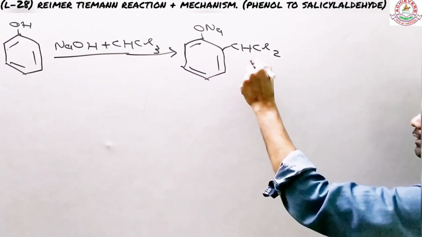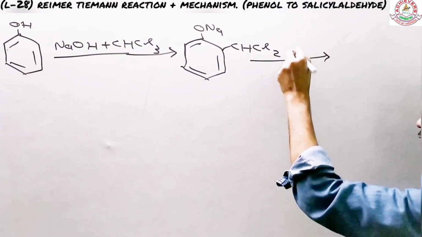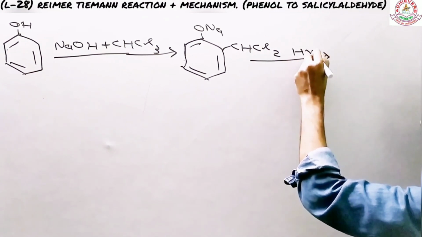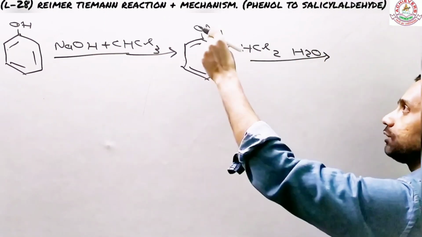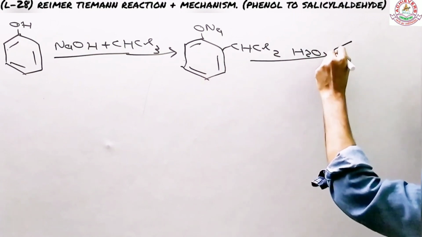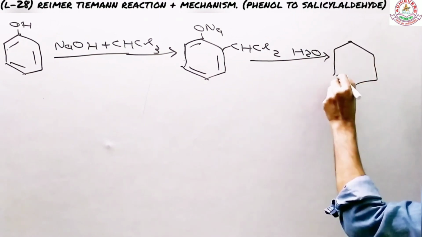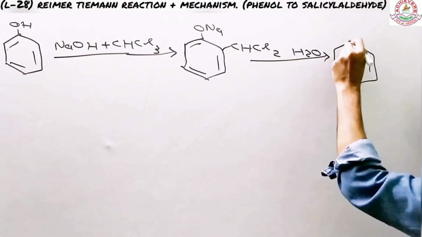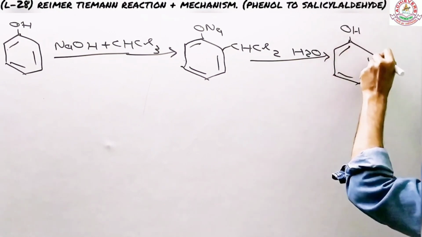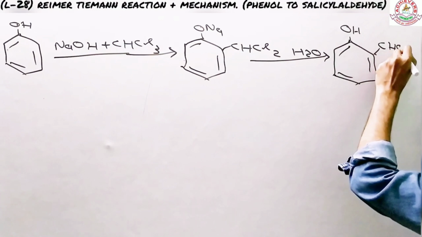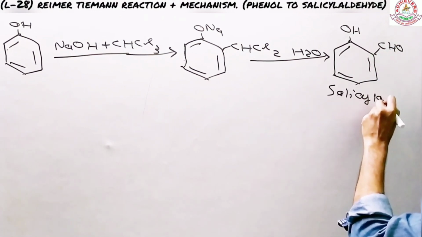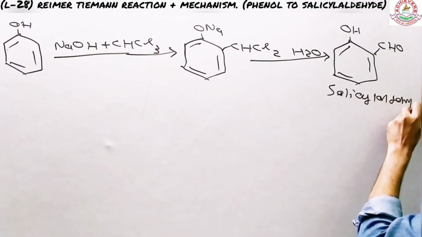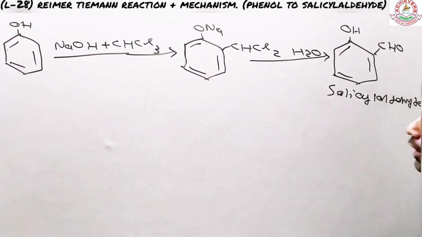And then in the last step, it undergoes hydrolysis. What does that mean? It reacts with water, and this acidification results in hydrogen shifting over here, and finally it produces the salicylaldehyde. This salicylaldehyde looks exactly like this: OH right here and CHO right there. So this is your salicylaldehyde, a very important compound, right? So this is the Reimer Tiemann reaction.